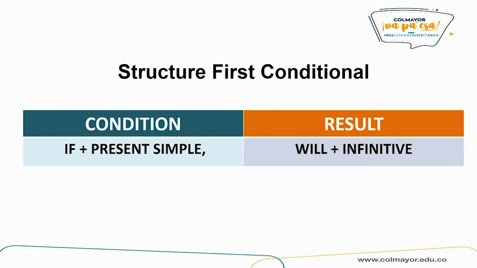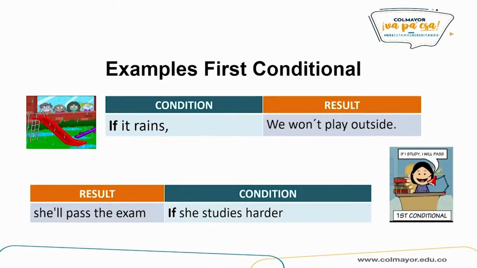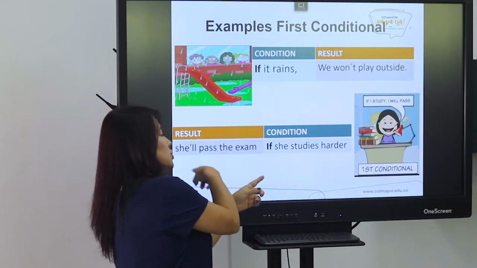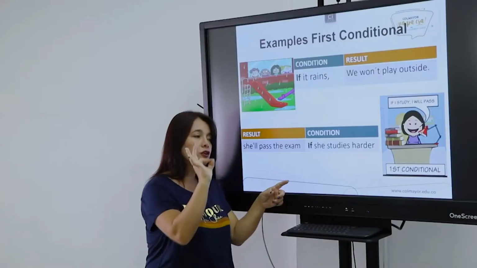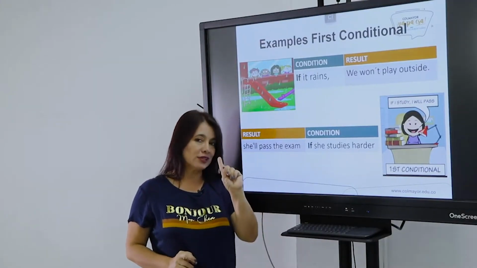Before the example, the structure. The first sentence is in present simple, but the result is in future. Now we have the example. Look at the picture. If it rains, we won't play outside. Another: she'll pass the exam if she studies harder. This situation in the future is possible if this happens. This is the first conditional.